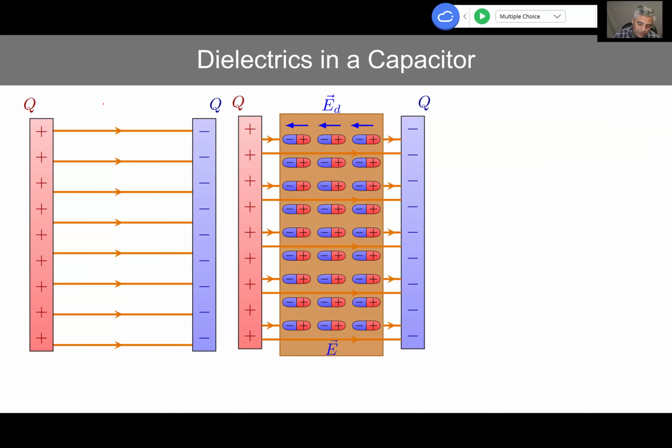So here there is no insulator or dielectric. Now there is dielectric or insulator. So here the field was going from positive to negative, nice, without any interruption, okay?